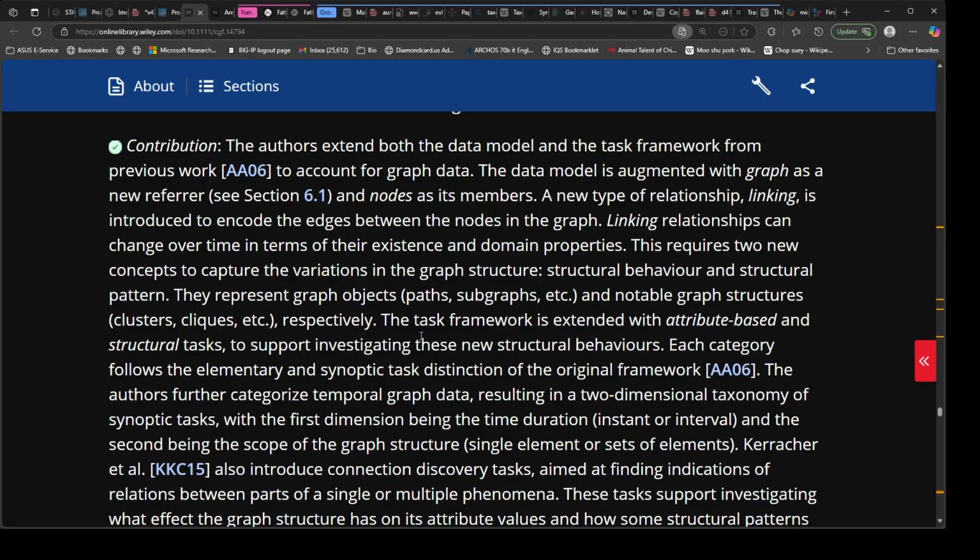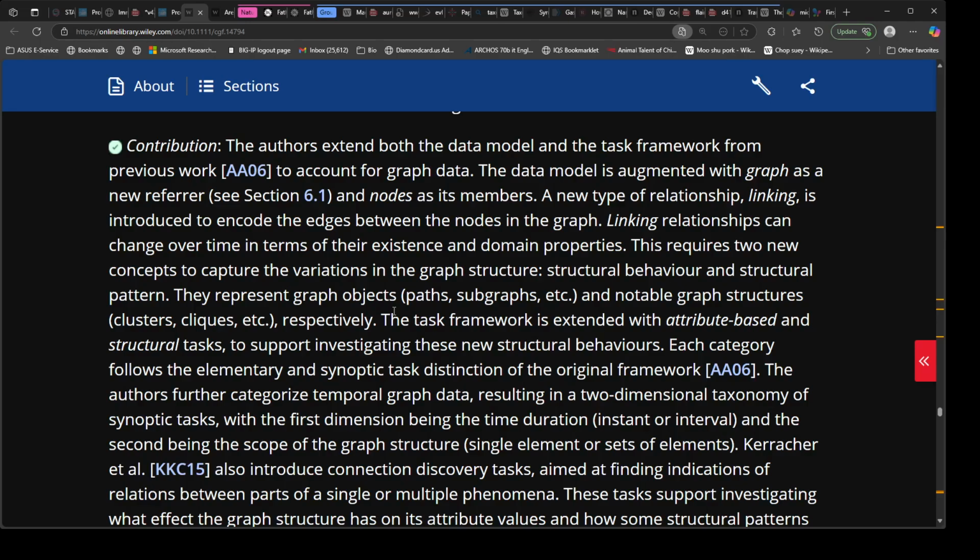The task framework is extended with attribute-based and structural tasks to support investigating these new structural behaviors. Each category follows the elementary and synoptic task distinction of the original framework [AA 06]. The authors further categorize temporal graph data, resulting in a 2-dimensional taxonomy of synoptic tasks, with the first dimension being the time duration, instant or interval, and the second being the scope of the graph structure, single element or sets of elements. Kerracher et al. [KKC 15] also introduced connection discovery tasks, aimed at finding indications of relations between parts of a single or multiple phenomena.